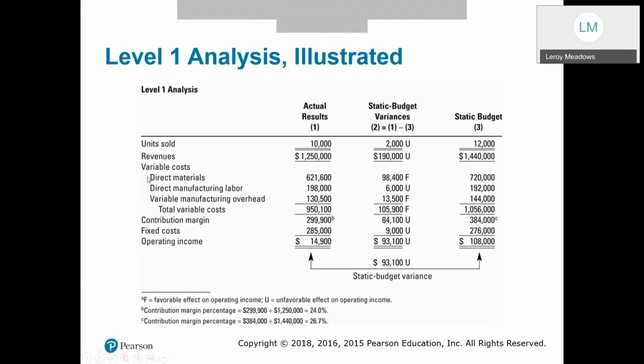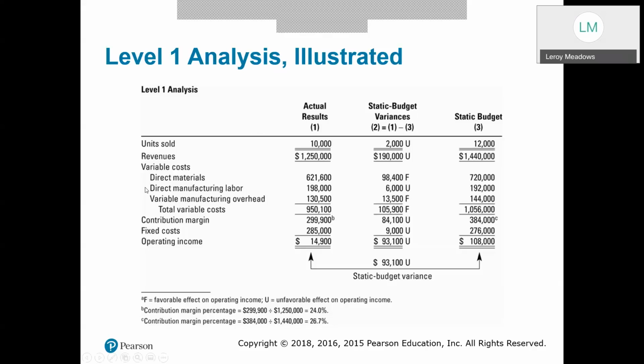Now let's take a look at variable costs. Direct materials. We were budgeted to have $720,000 worth of costs associated with direct materials according to our static budget or master budget. However, we actually spent only $621,600. So we spent $98,400 less. So let's take a look at the variance here. For direct materials, all else being equal, a reduction in costs should lead to higher operating income.